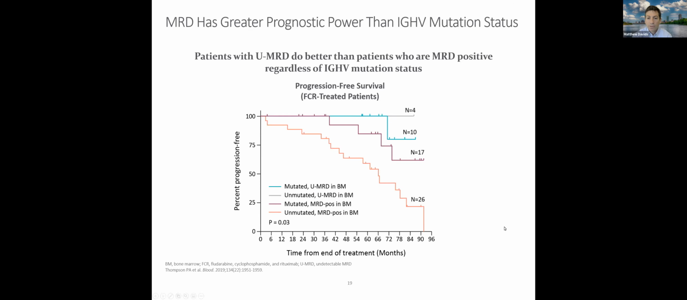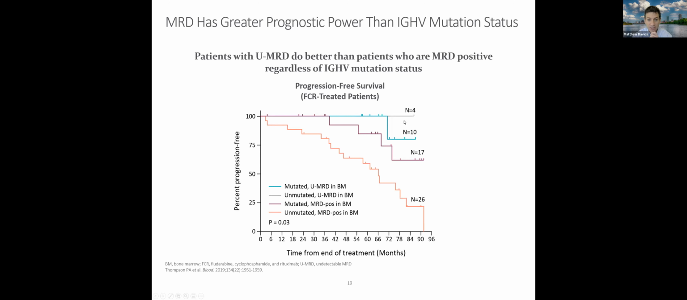Now, we've talked before also about the IGHV status. Remember, it can be mutated or unmutated, about a 50-50 split in CLL patients. Mutated usually are patients who have the slower growing form of CLL and usually have a more durable response to chemotherapy. And this graph, I think, is just very provocative.